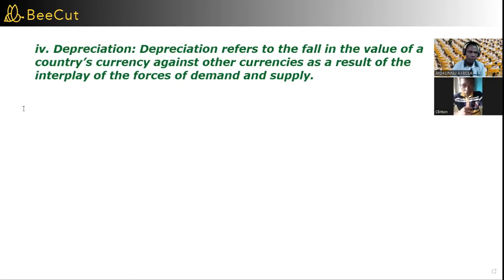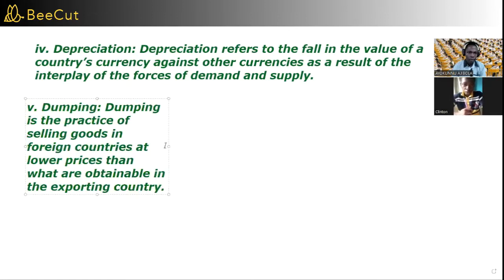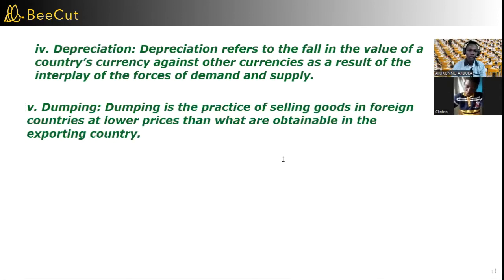So let me put that up. Dumping is the practice of selling goods in foreign countries at lower prices than what are obtainable in the country where it is being exported from. In WAEC, they can ask you to list terminologies or to list and explain such terminologies. But before you can do that, you just need to understand what it is.